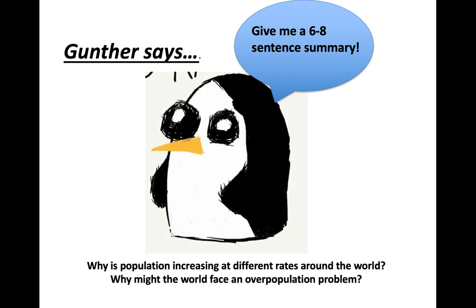Okay, so now we are at the end of the notes. What you are going to do is write a 6 to 8 sentence summary to answer these two questions. I would like 3 to 4 sentences per question. The first one, why is population increasing at different rates around the world? And the second one, why might the world face an overpopulation problem? When you are finished with your notes, upload them to Schoology.